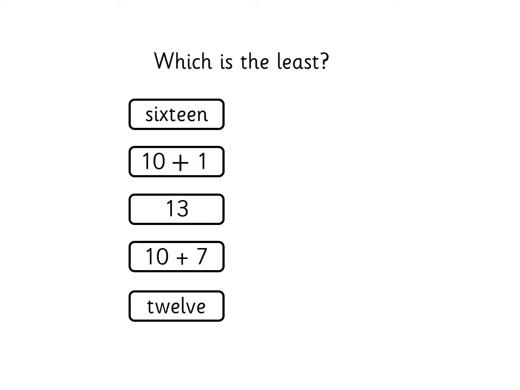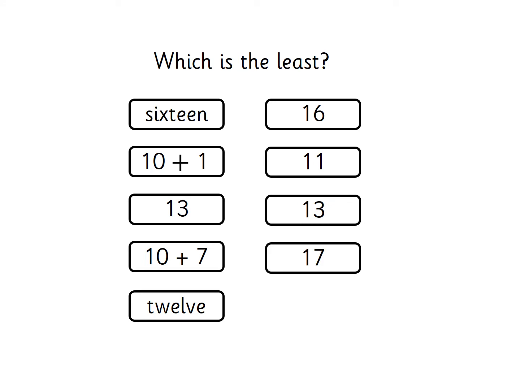Now we're going to show you them all again. 16, 11, 13, 17 and 12. Which one is the least? Which one is the smallest number? Super, you should have chosen 11, because 11 is 10 and 1 one. All the others, we've got 12 which is 10 and 2 ones, we've got 13 which is 10 and 3 ones, we've got 16 which is 10 and 6 ones, and 17 which is 10 and 7 ones, which was our greatest number. So 10 and 1 is our lowest and least number. It is number 11.